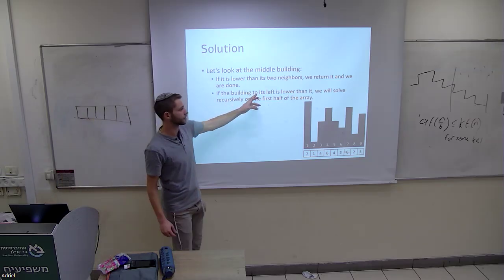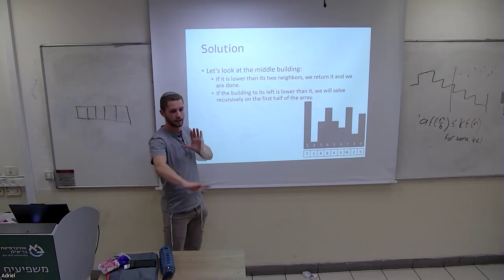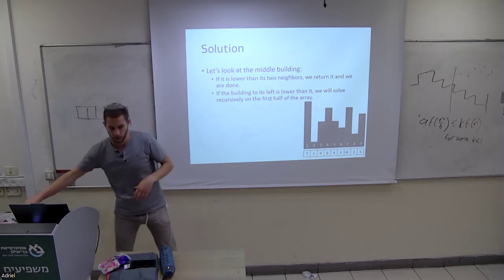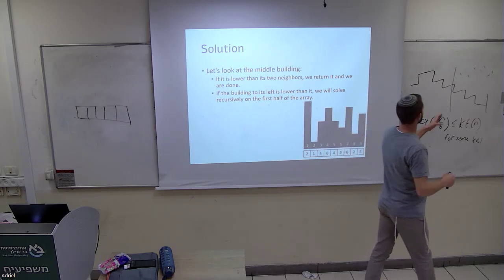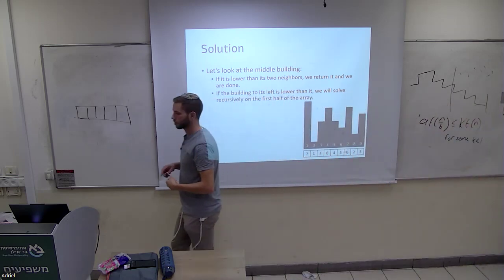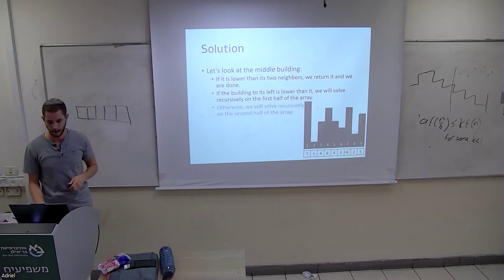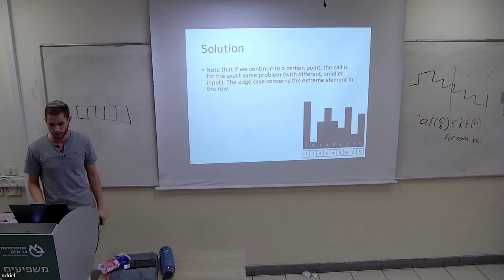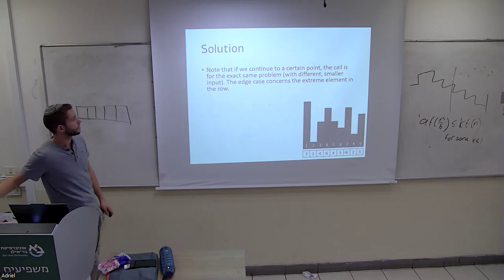If the building to the left is lower than it, we know that there's a puddle on the left side. It's kind of like we did before. On the higher side, it's not guaranteed that there's a puddle, but on the lower side, we're guaranteed that there's a puddle. So we look at the lower side, take that half, and operate recursively on it. Otherwise we solve on the other side. If we continue to a certain point, the call is the exact same problem.